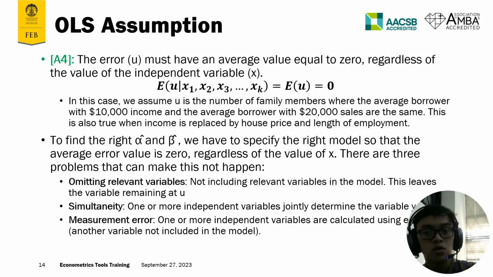But here, as we know that we have more than just one variable, so we need to ensure that the expected error is still equal to 0 with respect to every independent variable. In terms of the borrower income, for example, we have 20,000 and 10,000 US dollars, which should have the same expected residual equal to zero.